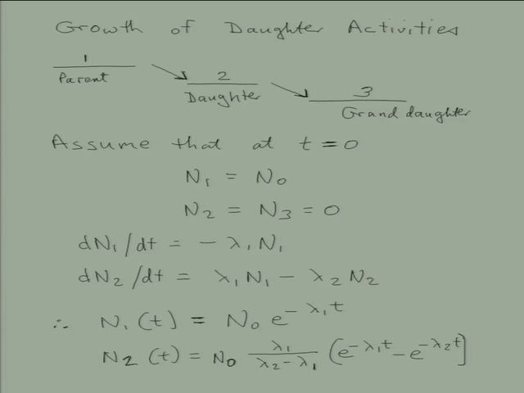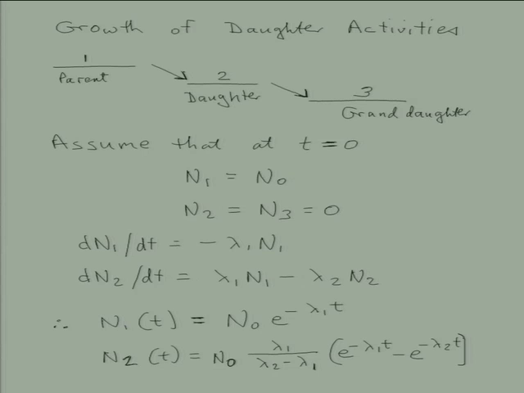Species 2 has a production mechanism. It's being produced every single time species 1 decays, but species 2 is also radioactive, and so it's decaying. So I have a production term, which is exactly equal to the destruction term for species 1, and then I have a destruction term for number 2, which is minus lambda 2 times its number.